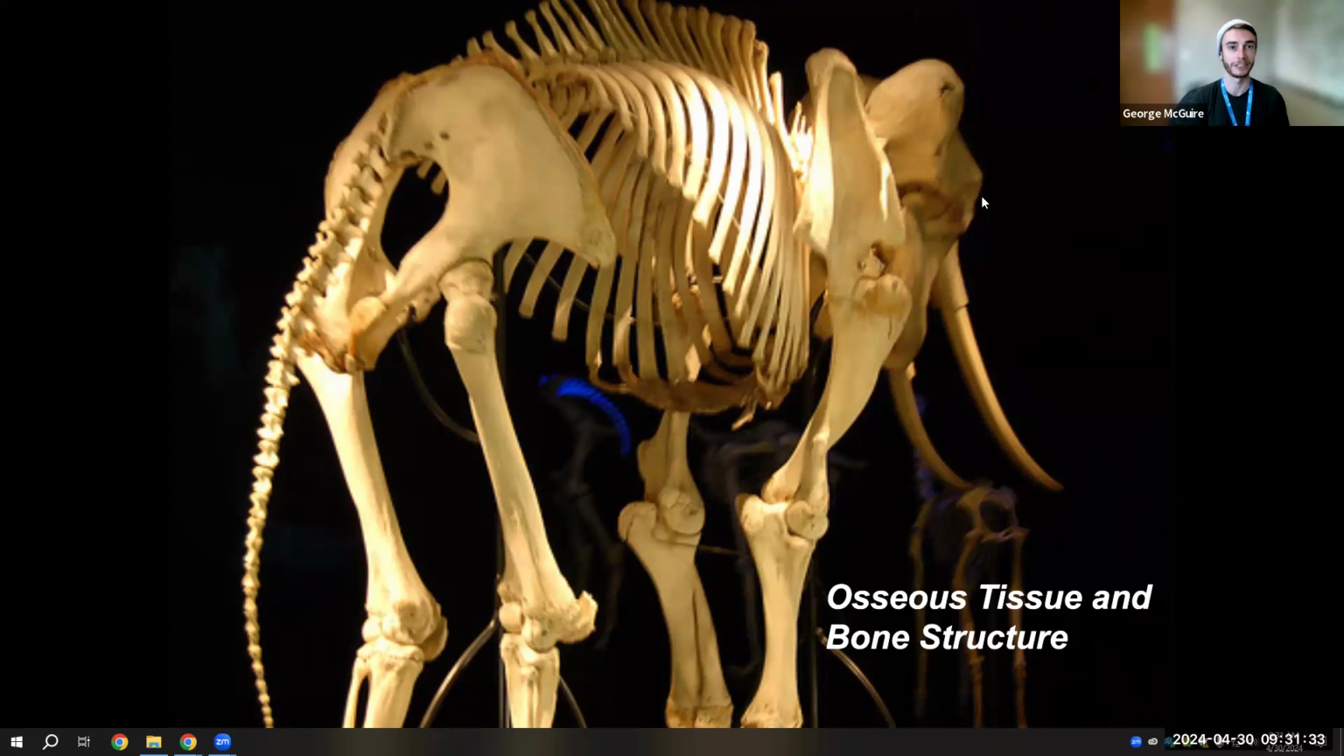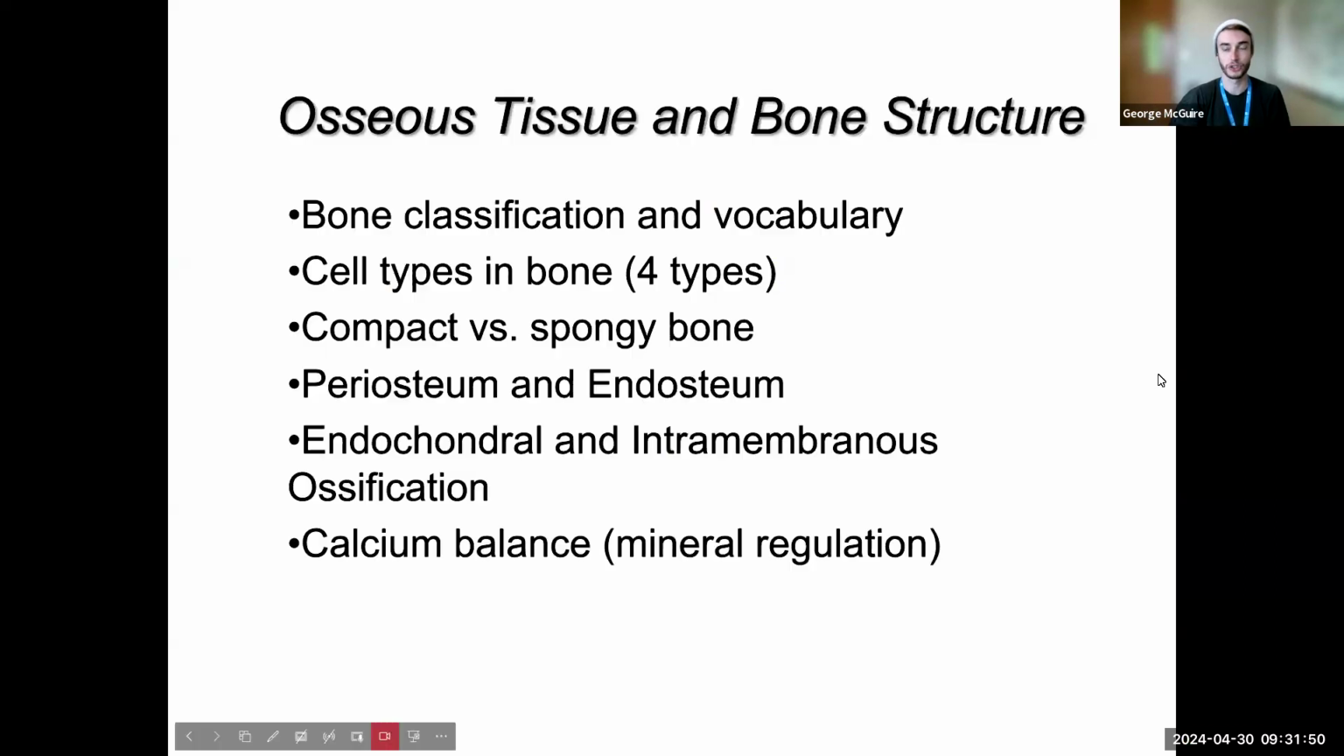So last week we were talking about the integumentary system, our skin, which covers basically our entire surface area that's interacting with our external environment. And our skeletal system takes up a lot of the volume of our internal environment inside of our body, providing the structure that all of our other tissues and systems are basically built upon and built around.